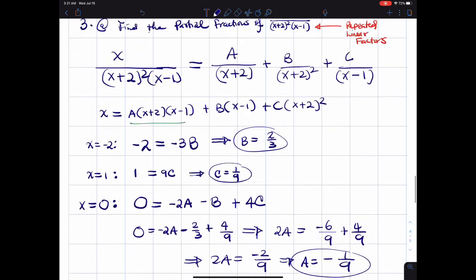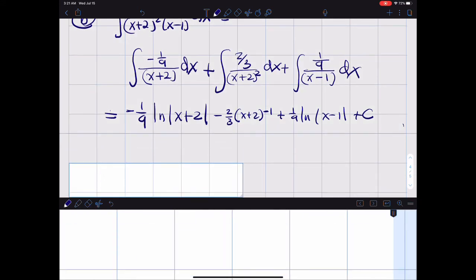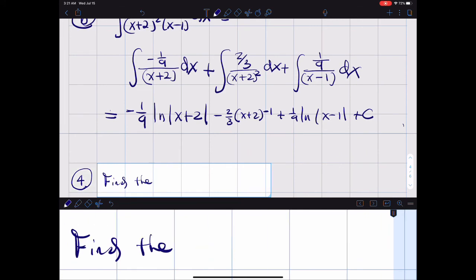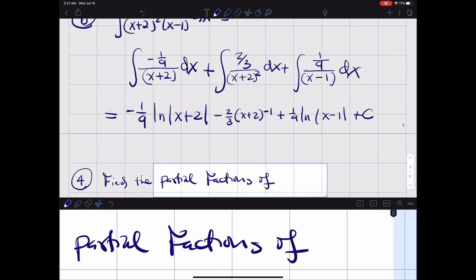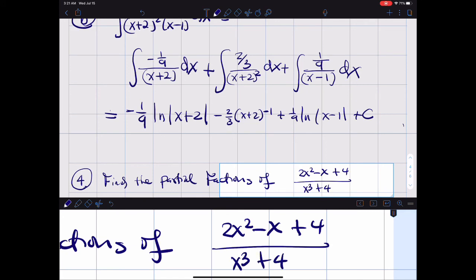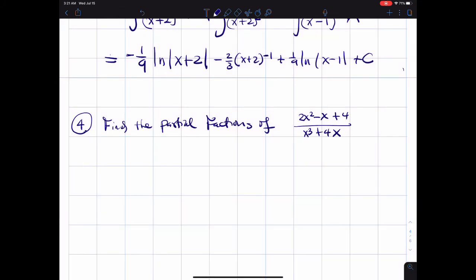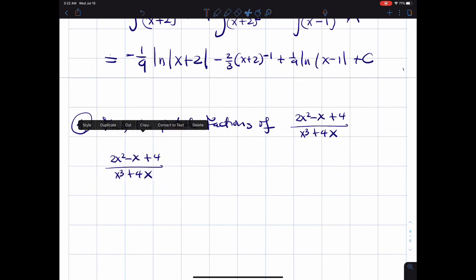All right, so let's try another problem. Let's try number 4. Let's do the partial fraction of 2x squared minus x plus 4 over x cubed plus 4x. I can start this off for you guys, but I will let you finish it.